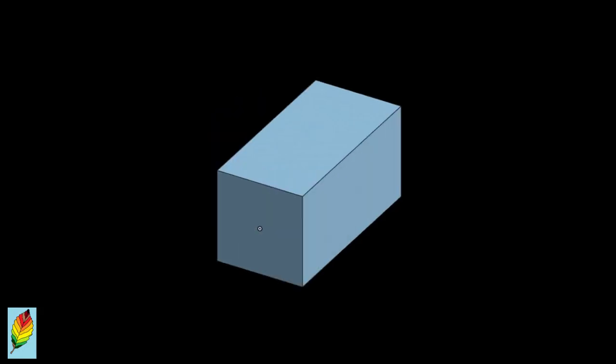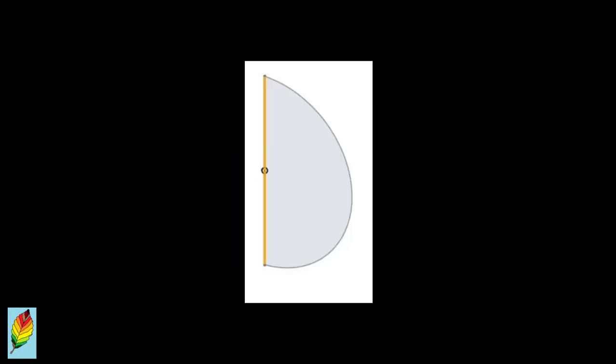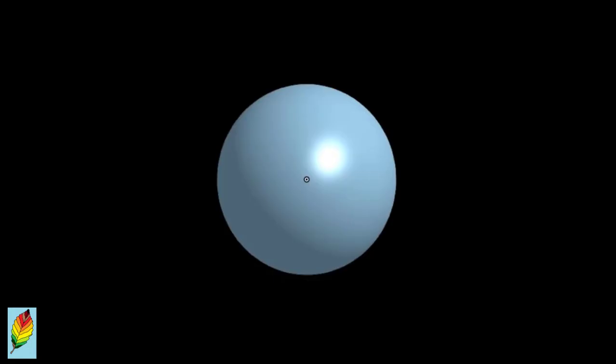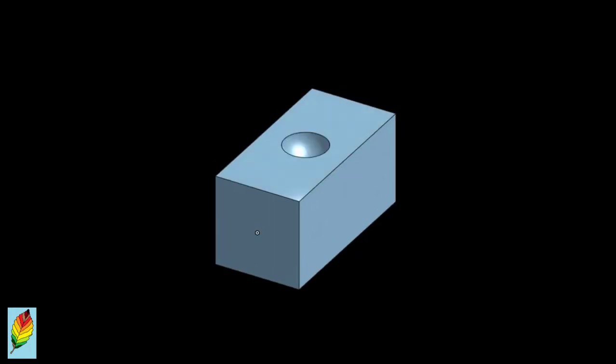In contrast, you can also remove material using the revolved feature. Take, for example, the rectangular prism we created previously. By creating this semicircle on the top of this prism, we can revolve the semicircle around the center line to form a sphere. This time, however, instead of adding a spherical shape to the top of the prism, the spherical shape is actually removed from the top of the prism, like so.